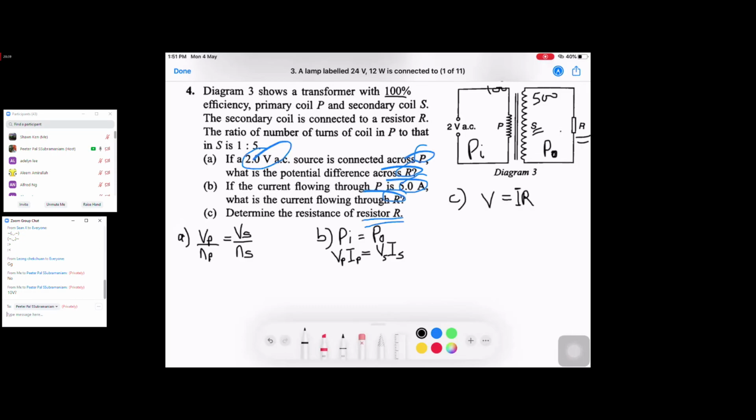Okay, number 4A. Who to call? Darshana. Do you know the answer for number 4A or not? What's the answer for number 4A? I'm trying, teacher. Wait. Okay, try.